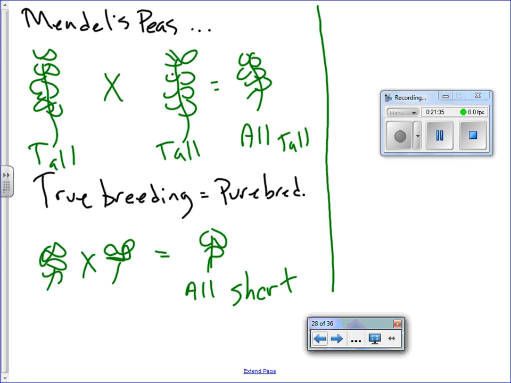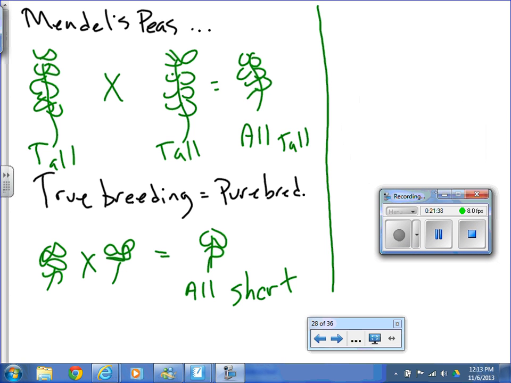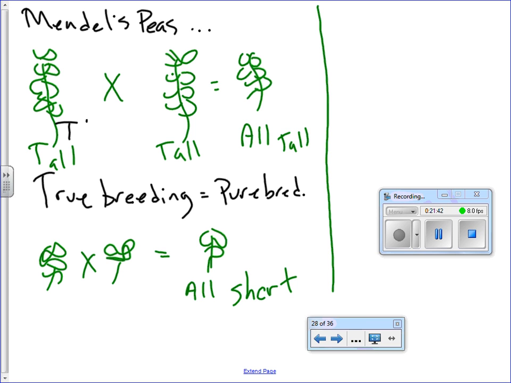If you have a true breeding plant for tallness, we're going to say it has two tall alleles, capital T. And we always use the letter that matches the dominant trait. So for height, it's going to be capital T. So capital T, capital T. And then the kids, they get one from mom and one from dad. Although, of course, in plants, there's not really a mom and a dad. But you get one from each parent. And the only thing they could possibly be is true breeding tall.